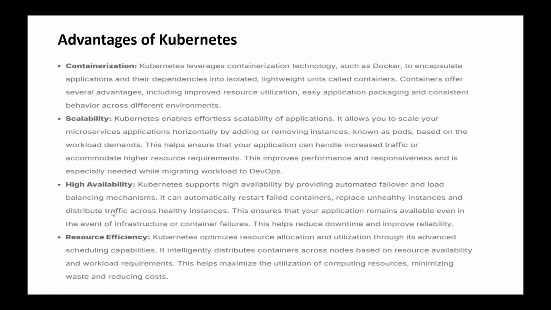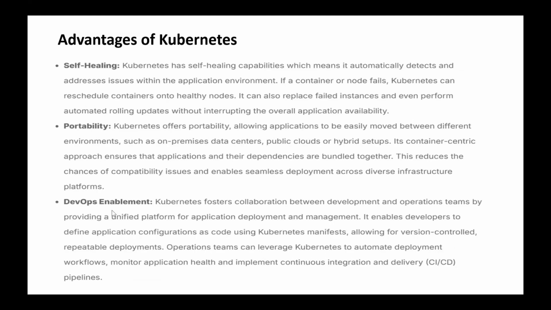The next advantage is resource efficiency. Kubernetes optimizes resource allocation and utilization through its advanced scheduling capability. There is a scheduler in the master node of Kubernetes which distributes the traffic across all the nodes and pods. If there are some empty pods, then it will create containers inside them. So this helps maximize the utilization of computing resources, minimizing waste, and it reduces the cost as well. Now let's move ahead.